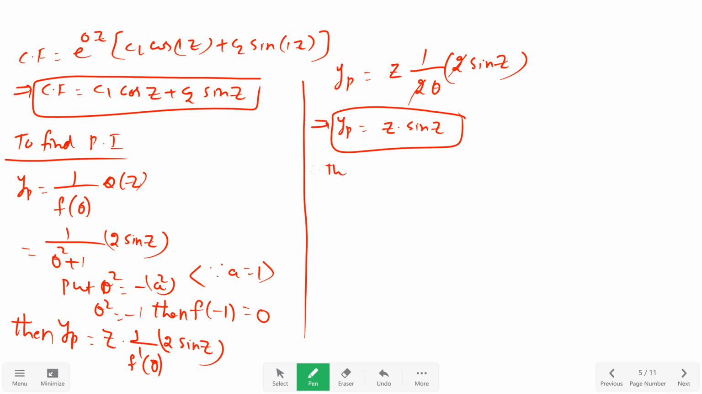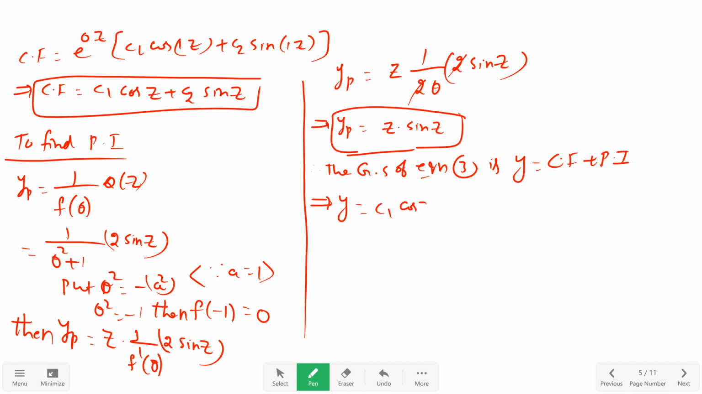Therefore, finally we can write the general solution. The general solution of equation 3 is y is equal to CF plus PI. So the general solution is y is equal to C1 cos z plus C2 sin z plus z sin z. This is the general solution of equation 3.